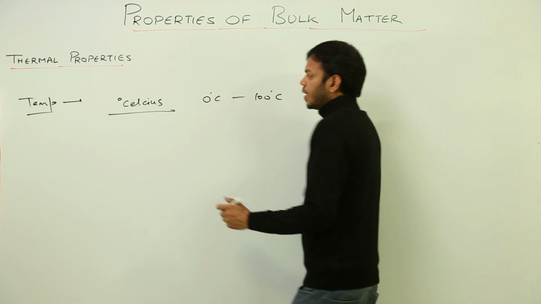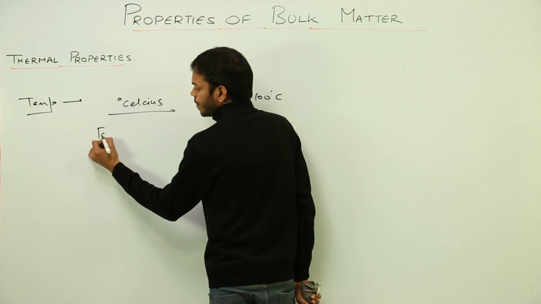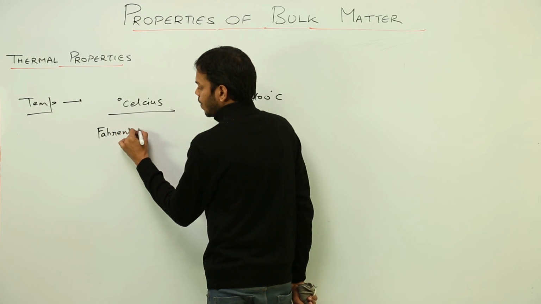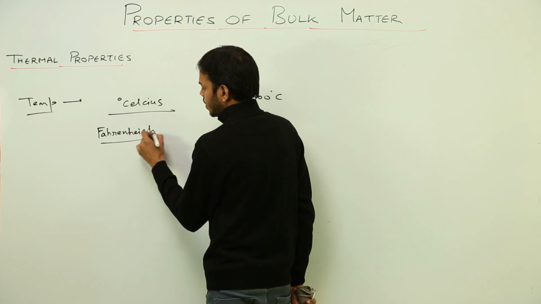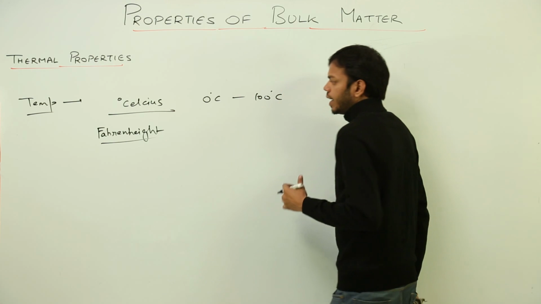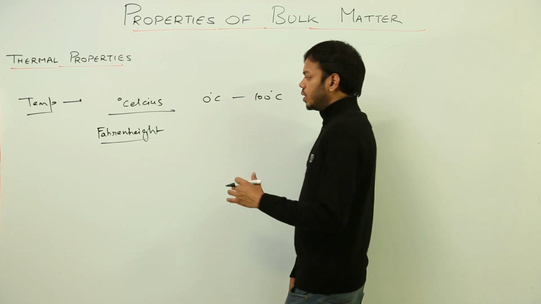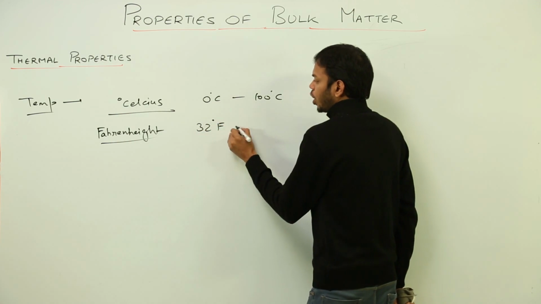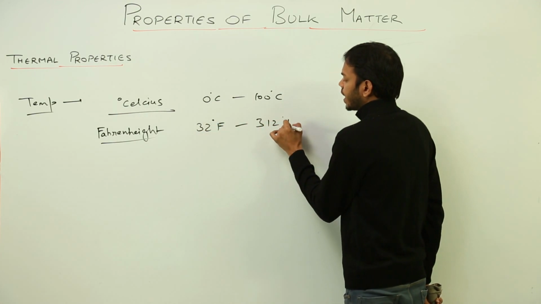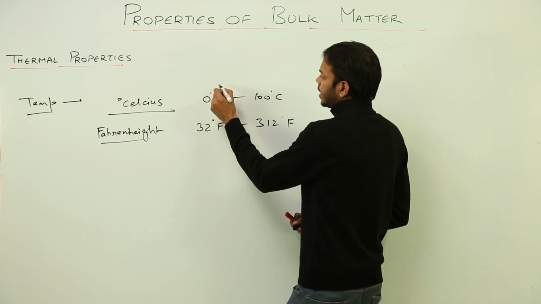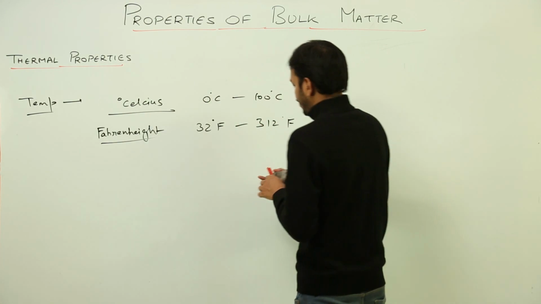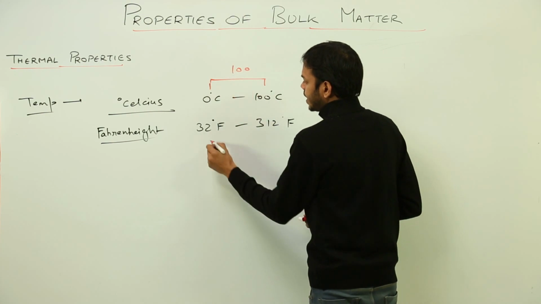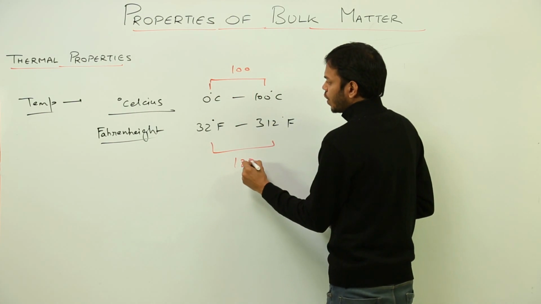Another one is Fahrenheit. Fahrenheit scale. Okay, so here the freezing point of water is 32 degrees Fahrenheit and the boiling point is 212 degrees Fahrenheit. So the difference between the higher and lower point in the Celsius case was 100, whereas in this case the difference is 180.